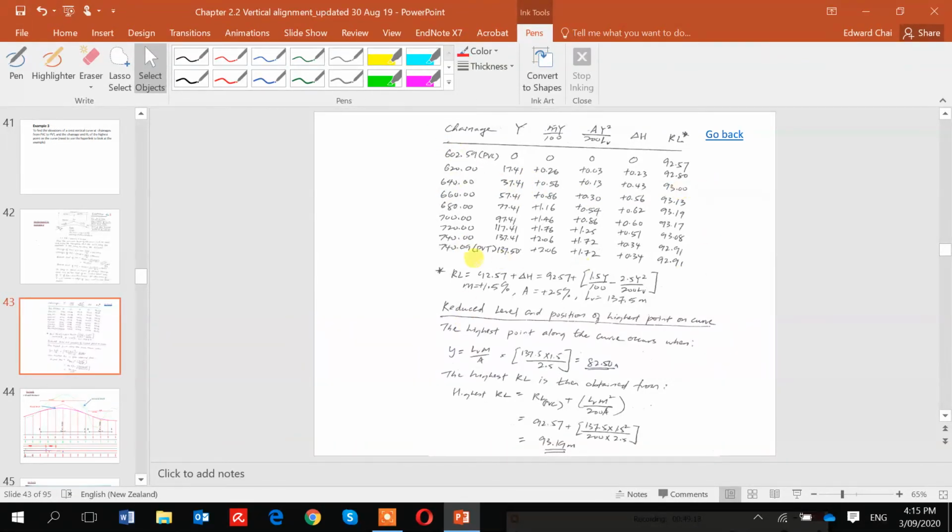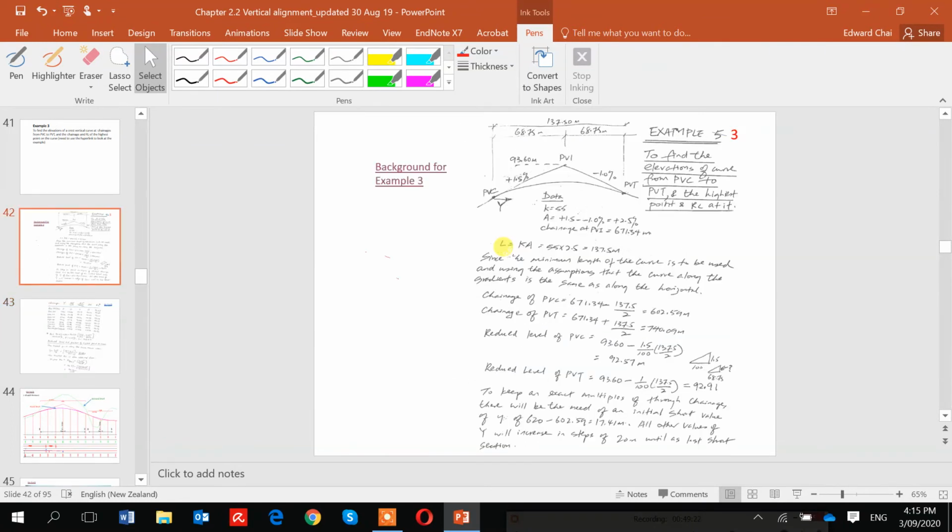Get a table like this. First, before the table, we need to find out at PVC here, what is the chainage, and then what is the reduced level.